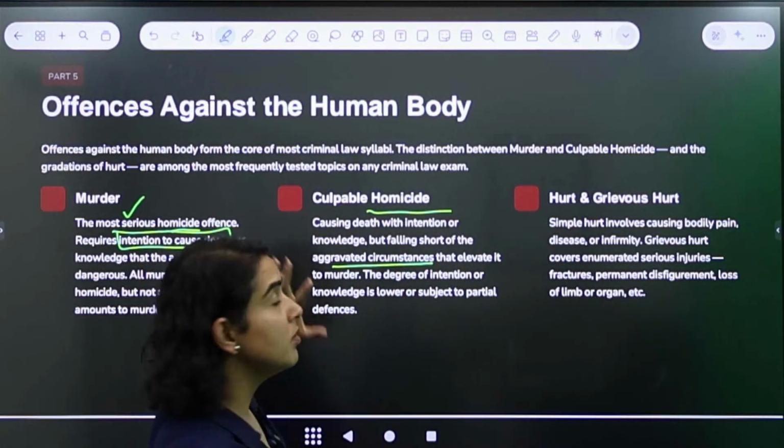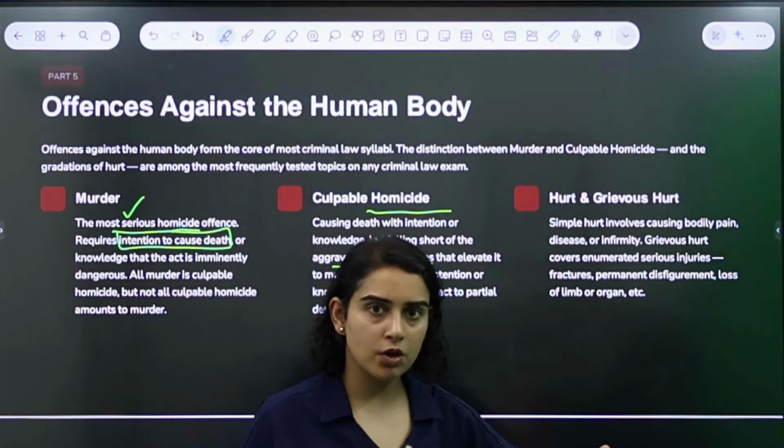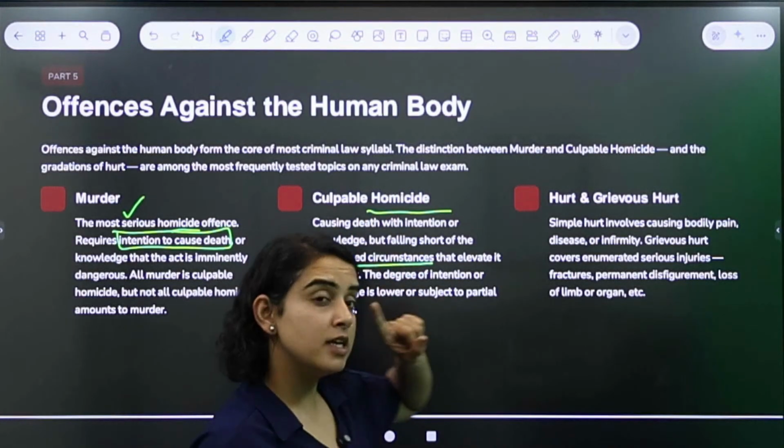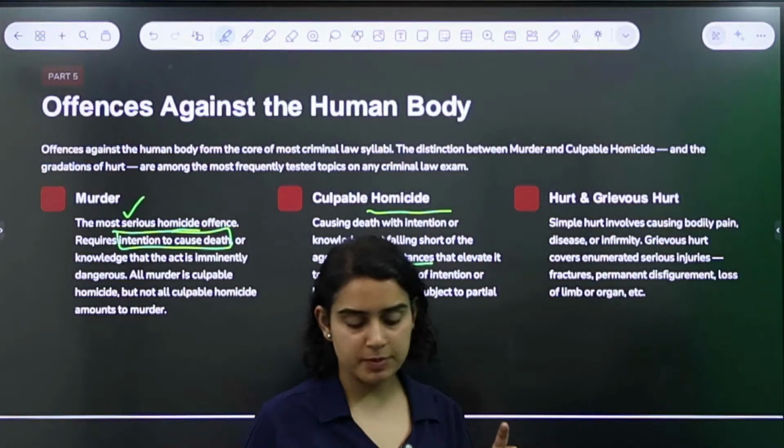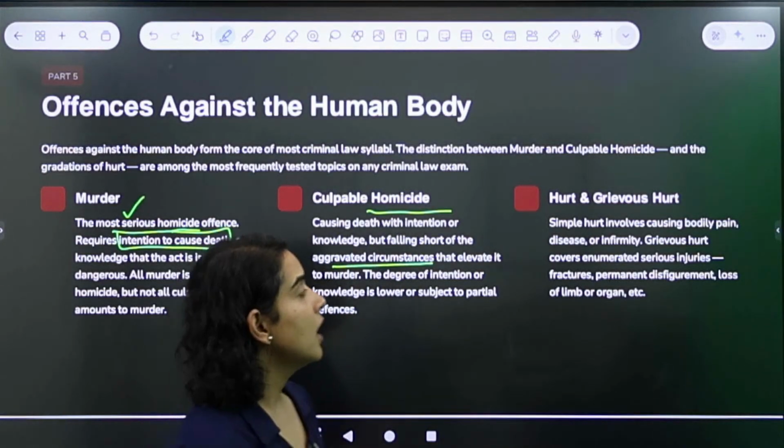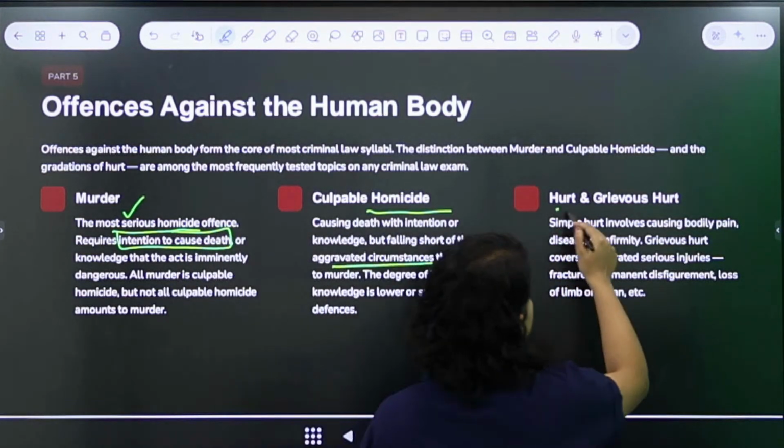The punishment for murder is much more. Culpable homicide is also punishable, but the punishment is less. Okay. Now, then we have hurt or grievous hurt.